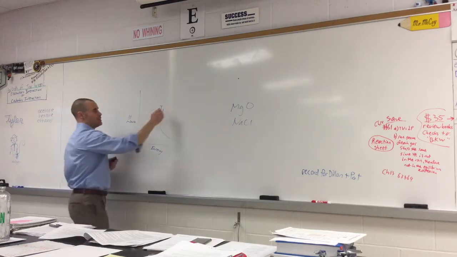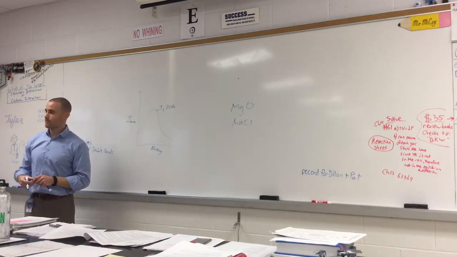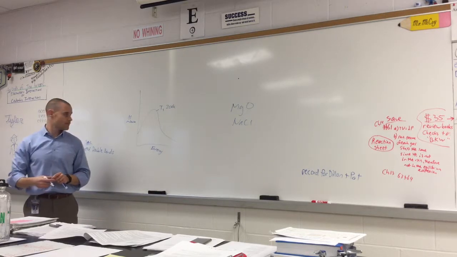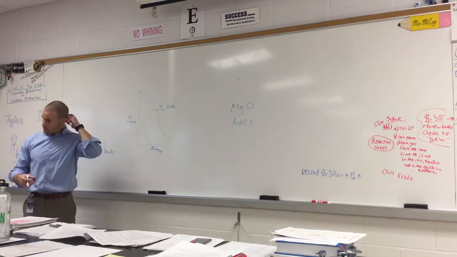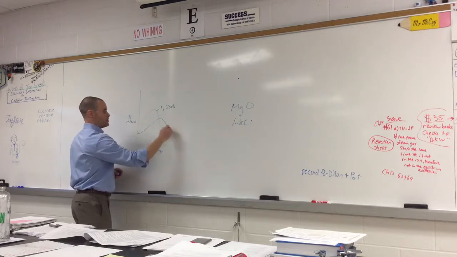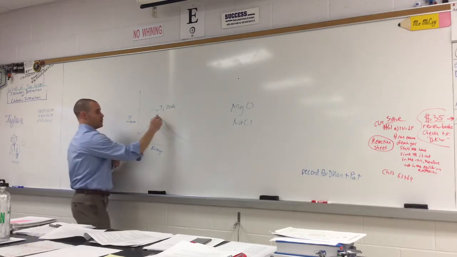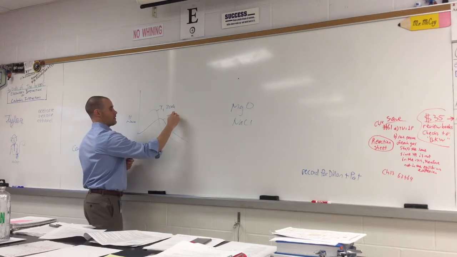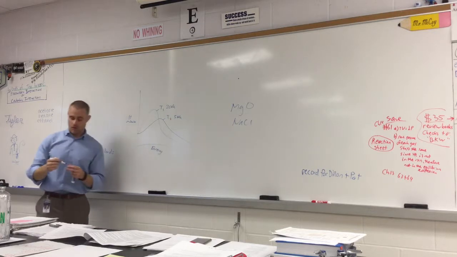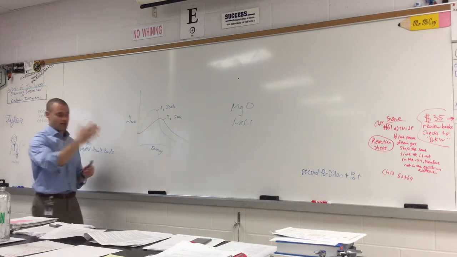So let's say T1 is 200K. Let's say T2 is 500K. It'd be more spread out and shifted over here as well. Why would it be shifted over? Higher energy. Okay. So that's T2. What if T3, now we cool it down to 50K? It would be shifted left.